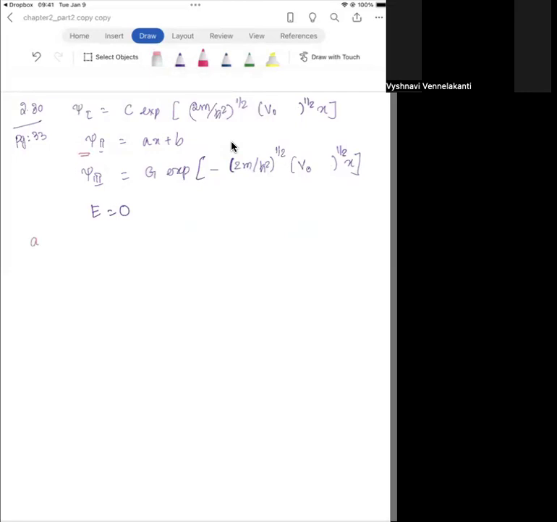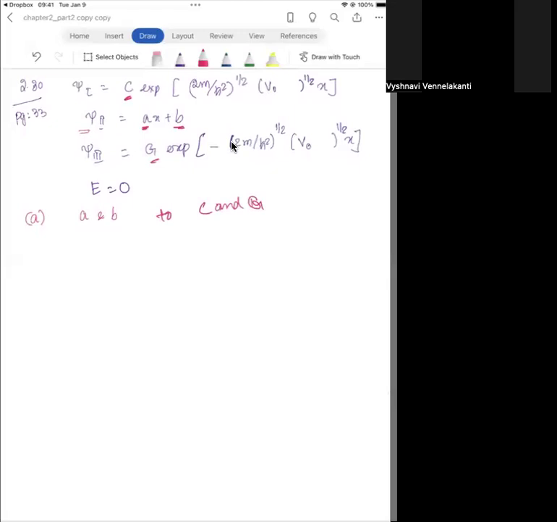Now, part A of this question asks us to use the boundary conditions to find four equations relating the constants A and B to C and G. So let's do this first. What are the four equations we're going to have? We want the wave function to be continuous at x equals 0 and x equals L. We also want the first derivative of the wave function to also be continuous at x equals 0 and x equals L.